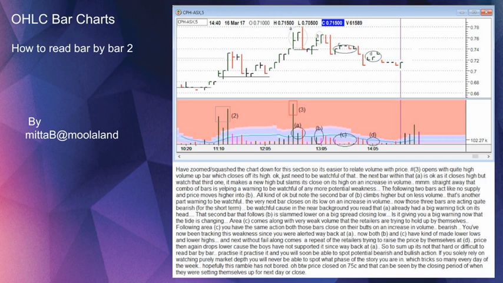So you need to actually practice. You'll soon be able to spot the potential bullish, the potential bearish action. So you need to be looking at that, looking at the volume as well. This is the purpose of this slide here. So you need to look at this clearly. Price kept being slammed lower, giving you a warning that the tide is changing.